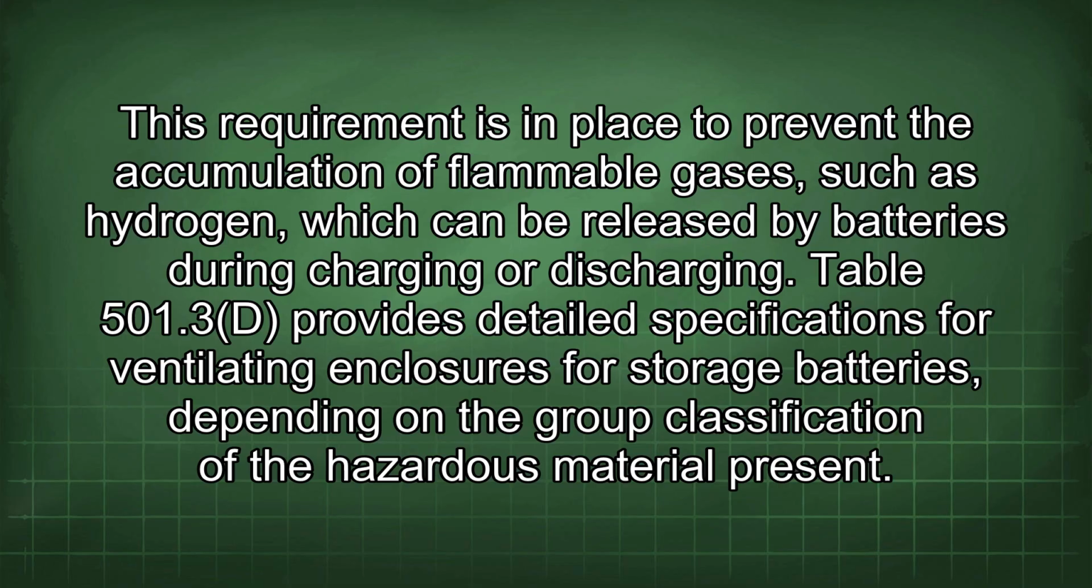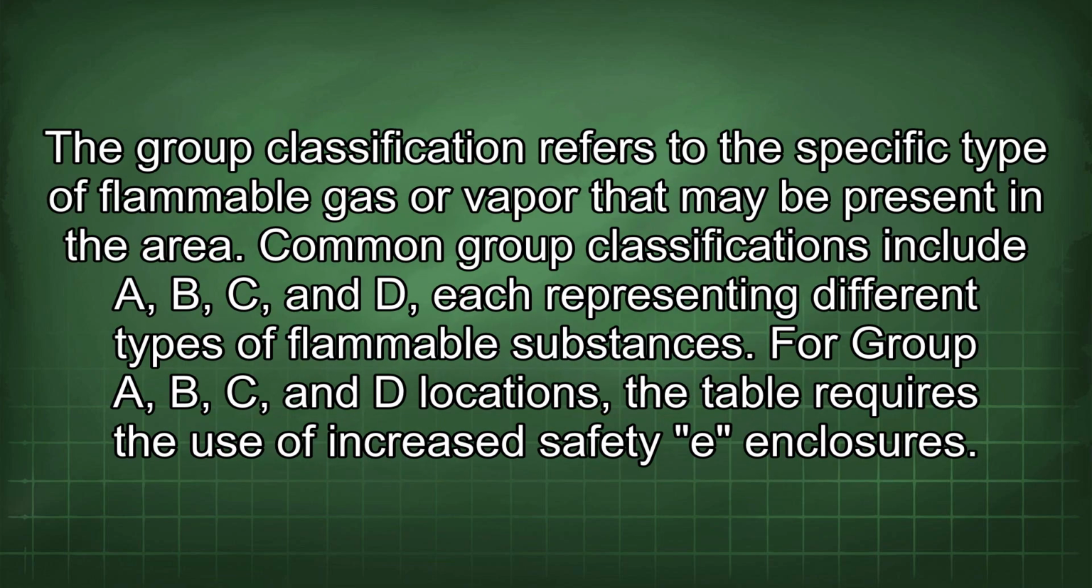Table 501.3d provides detailed specifications for ventilating enclosures for storage batteries, depending on the group classification of the hazardous material present. The group classification refers to the specific type of flammable gas or vapor that may be present in the area. Common group classifications include A, B, C, and D, each representing different types of flammable substances.